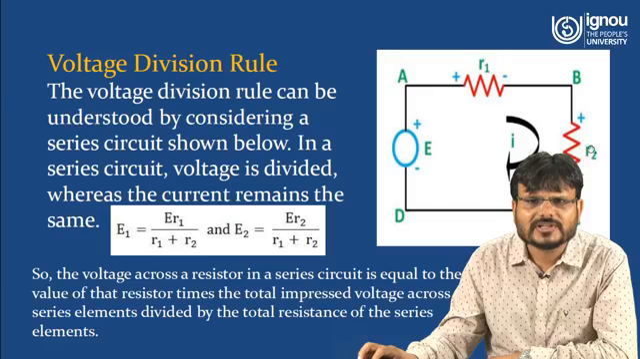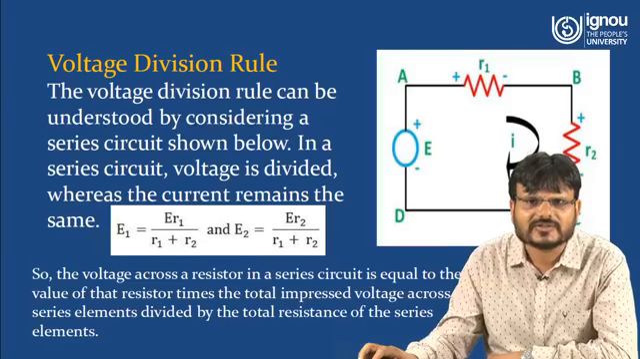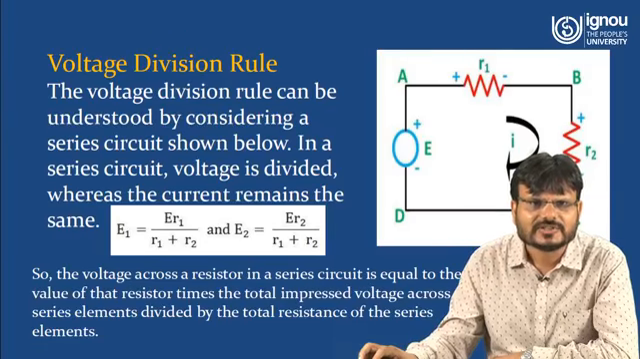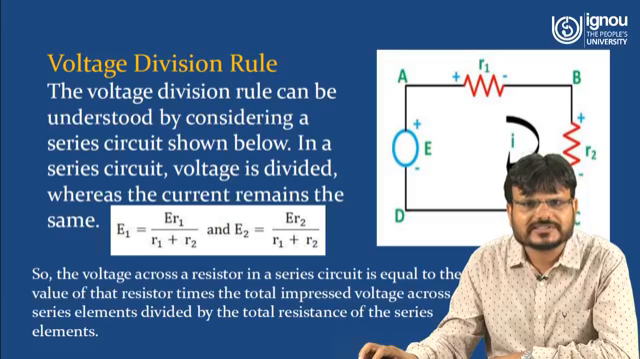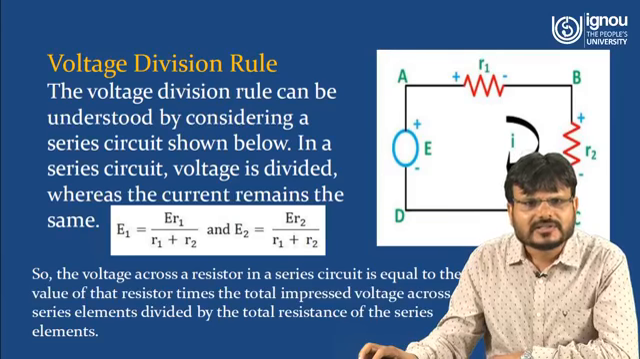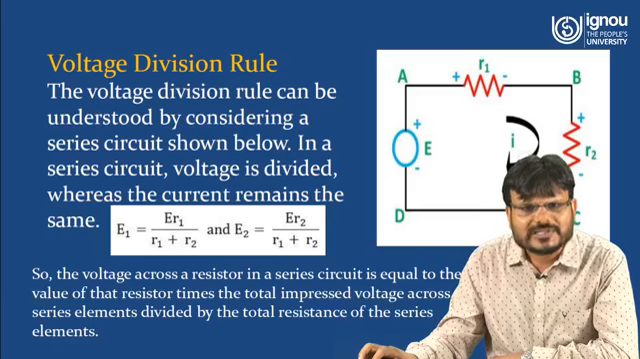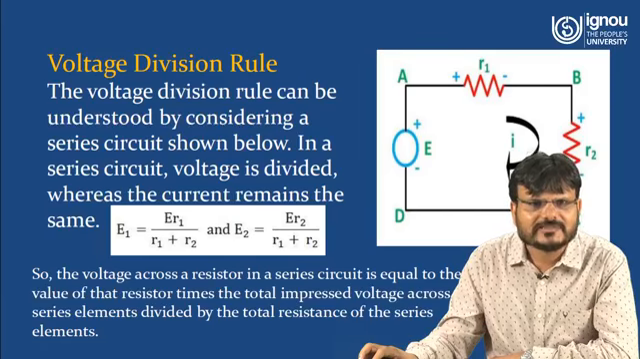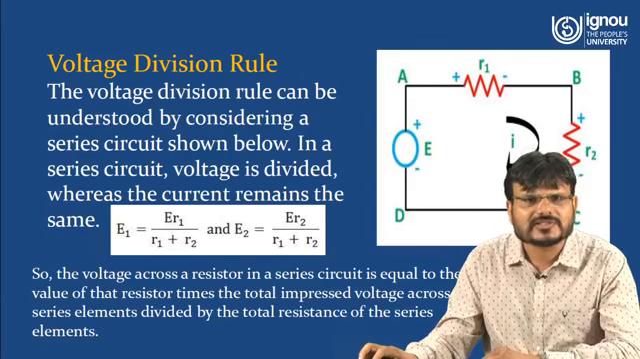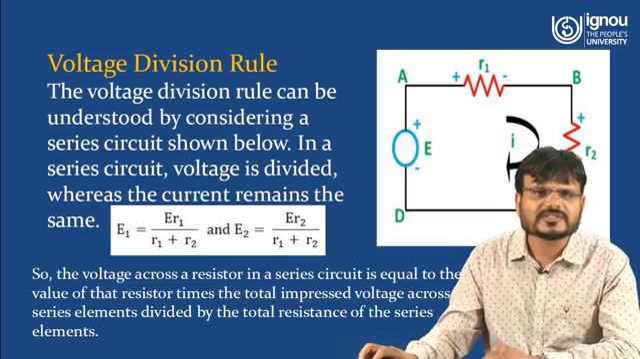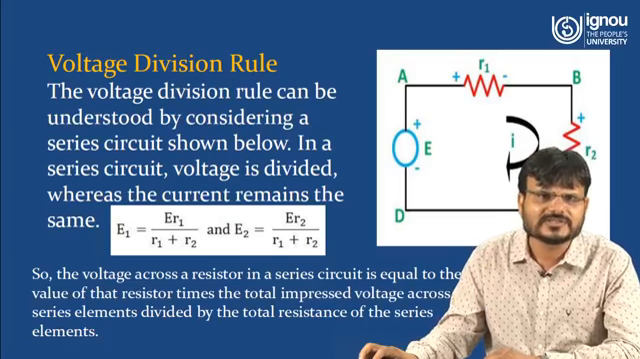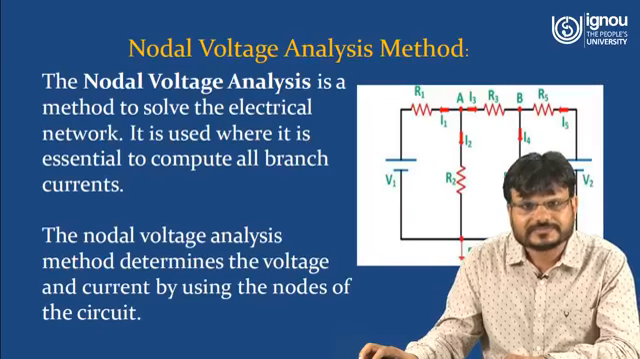Similarly, you can calculate the voltage across BC, that is E2. So the voltage across a resistor in a series circuit is equal to the value of that resistor times the total impressed voltage across the series element divided by the total resistance of the series element. So this is how you can apply the voltage division rule in any circuit.